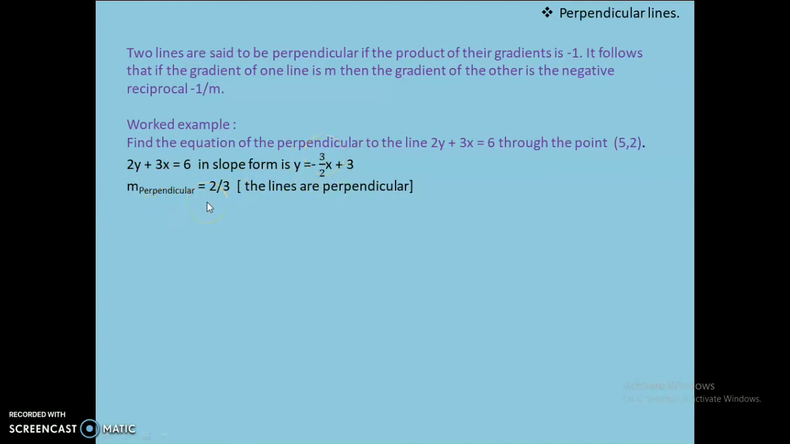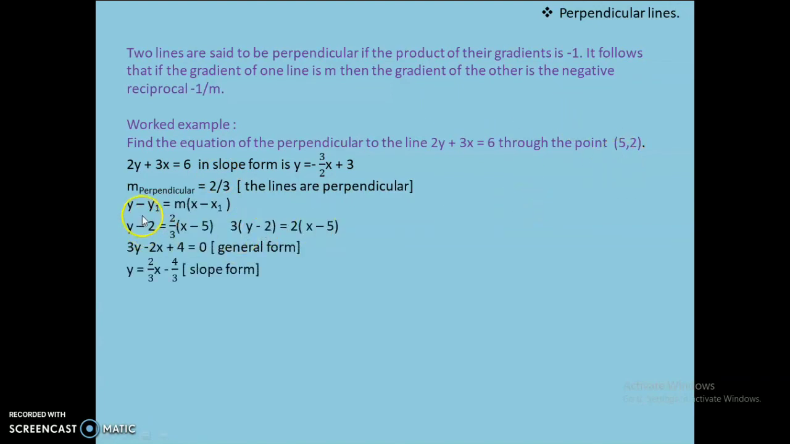Now because the other line that we are finding the equation of is perpendicular to this line, we find the negative reciprocal of this one, that is -3 on 2, and that will be the gradient of the equation of the line we are finding. So then we know that the gradient of the perpendicular line will be 2 on 3. Then we have our gradient, we have a point on the line.